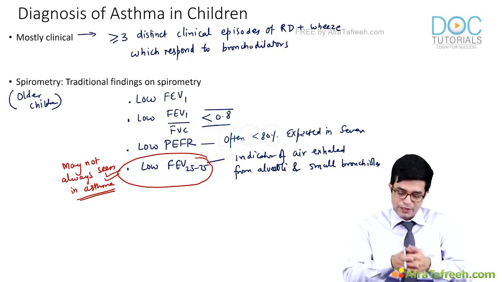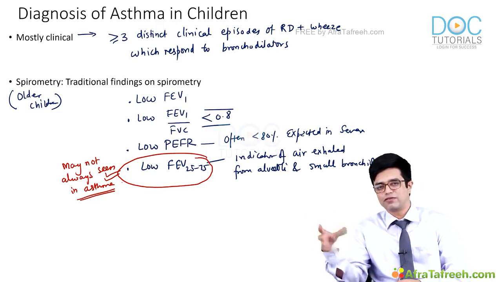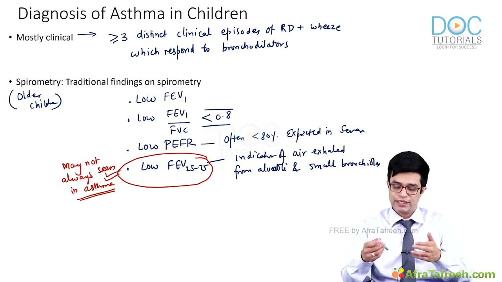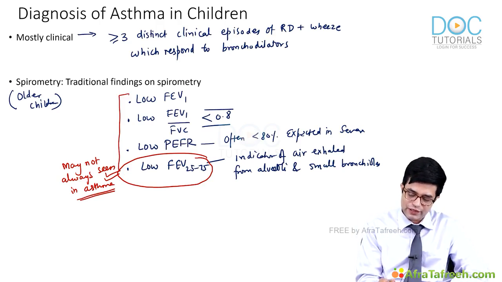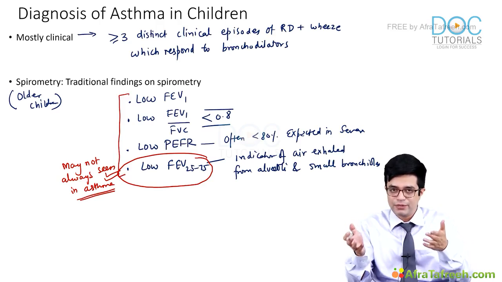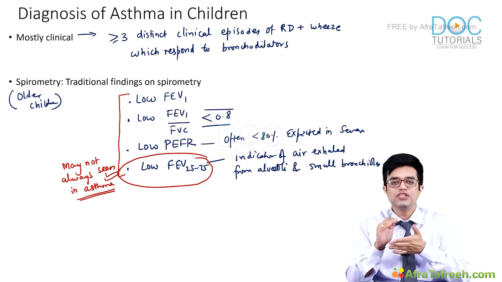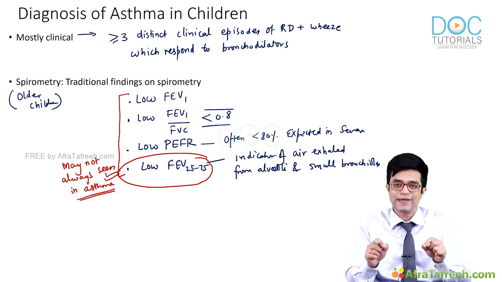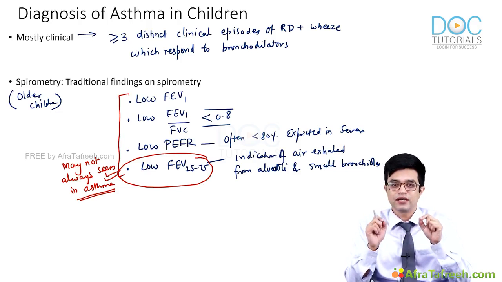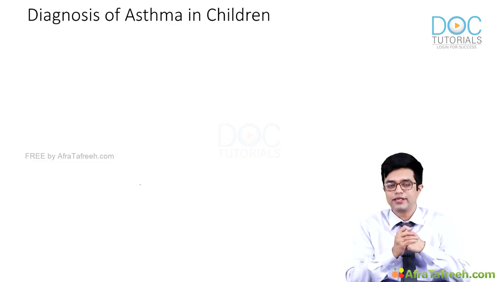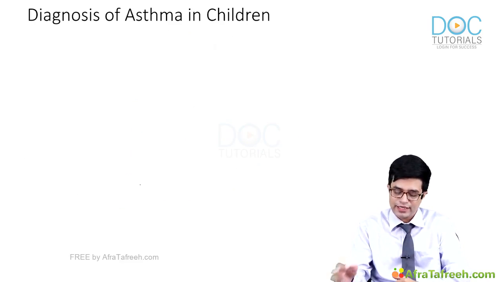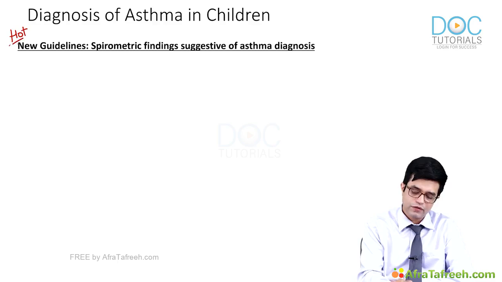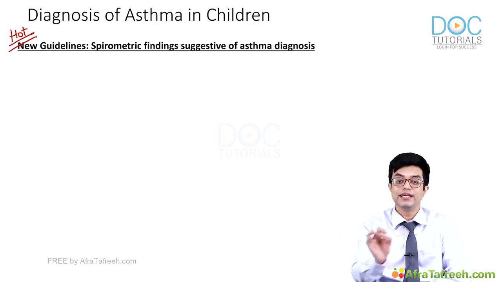Again, the definitions of all these are extrapolated from adults, so their utility in childhood is very limited. It is mentioned in the textbooks, but it is very limited. Keeping this in mind, the Global Initiative for Asthma, the so-called GINA guidelines, came out with specific child-oriented spirometric criteria. This is the hot thing for your MCQ entrance exams: the spirometric findings suggestive of asthma diagnosis. It is a hot new thing, and a question was already asked in the recent INI CET paper.